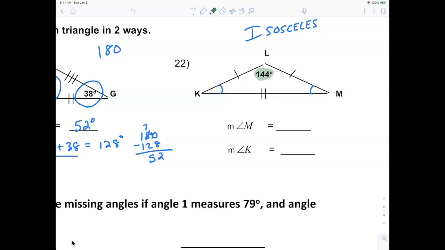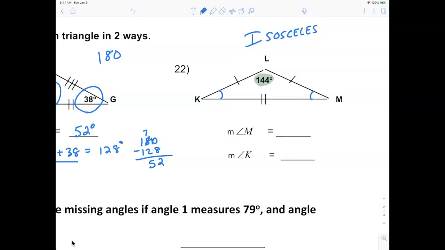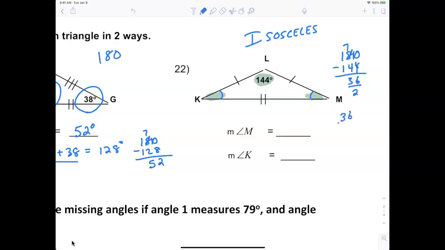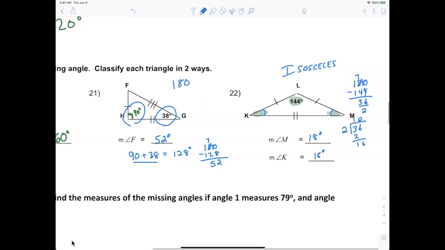This is 144 degrees. So if the triangle adds up to 180, you first have to go 180 minus 144. And then when you do that, you have to borrow, 7, 10, 6. So that means those two angles have to add up to 36 degrees. Now, because they are exactly the same, you have to divide them by 2. So 36 divided by 2 is 18, so each angle is 18 degrees. And look, if I put 18 degrees there and 18 degrees there, if I did 144 plus 18 plus 18, that would in fact be 180 degrees.